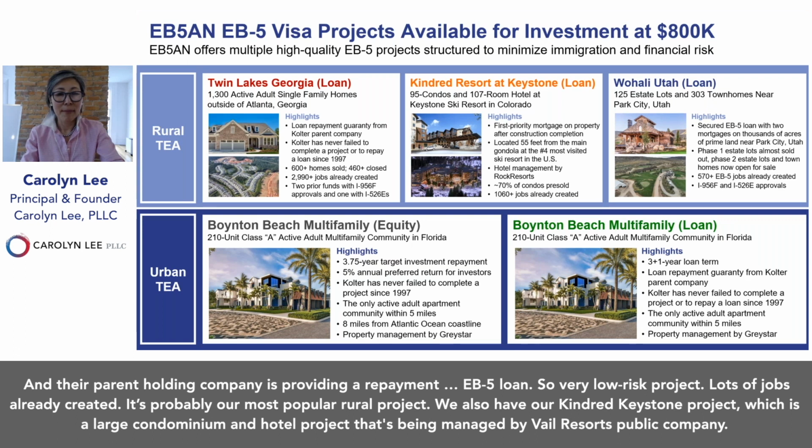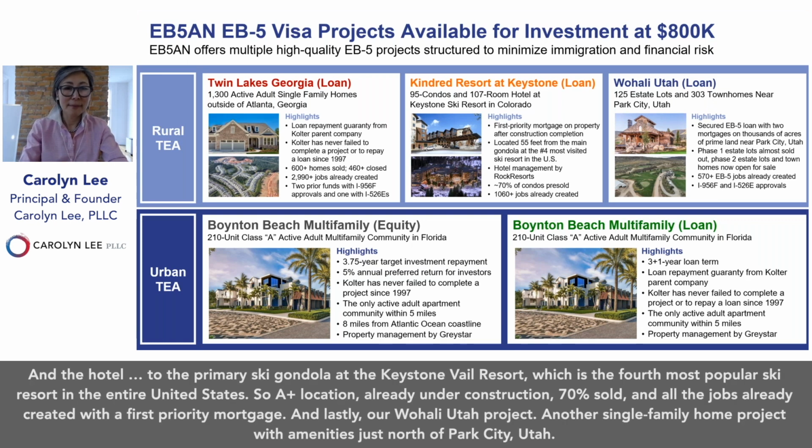We also have our Kindred Keystone project, which is a large condominium and hotel project that's being managed by Vail Resorts, public company, and the hotel is located next to the primary ski gondola at the Keystone Vail Resort, which is the 4th most popular ski resort in the entire United States. So A+ location, already under construction, 70% sold, and all the jobs already created with a first priority mortgage.